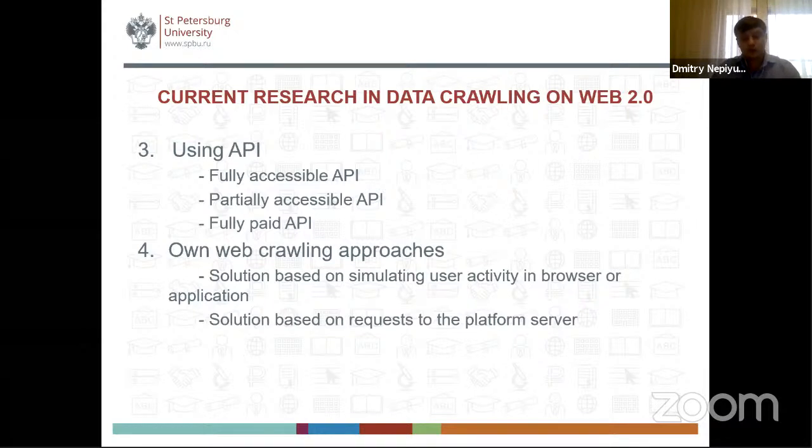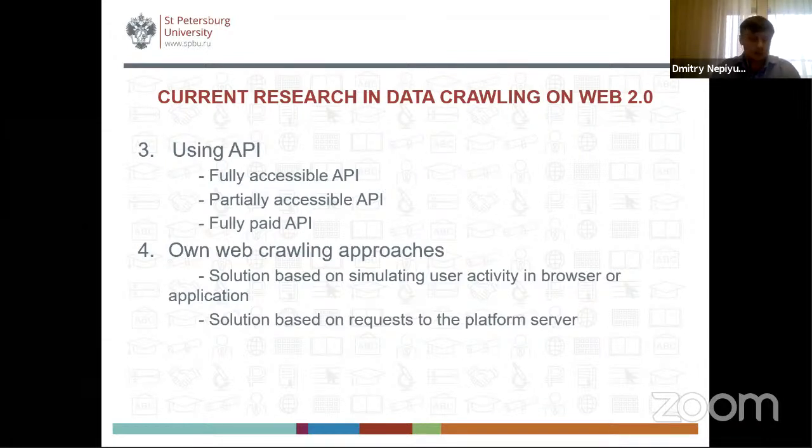It's not always possible to guarantee the authenticity and integrity of data. But it's worth noting that this approach is mostly used when collecting data from the services that have an API. Relevant platforms can provide various types of API access.